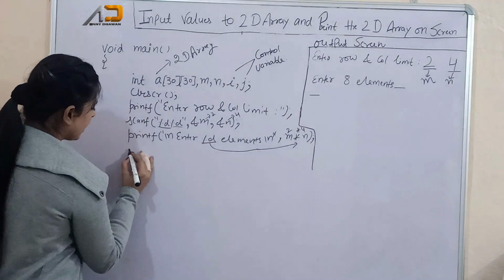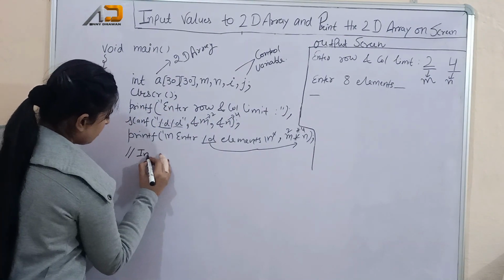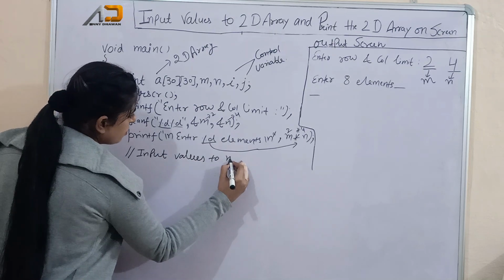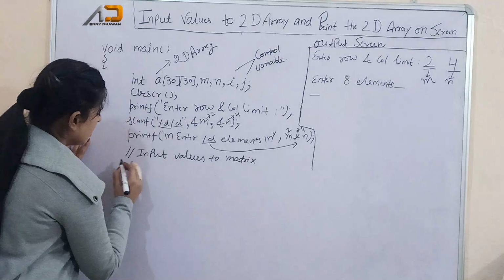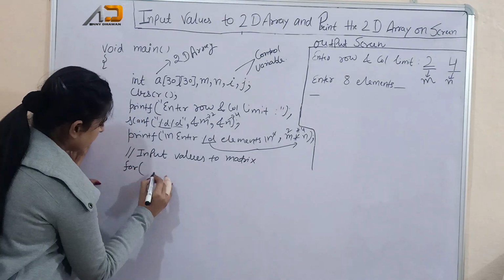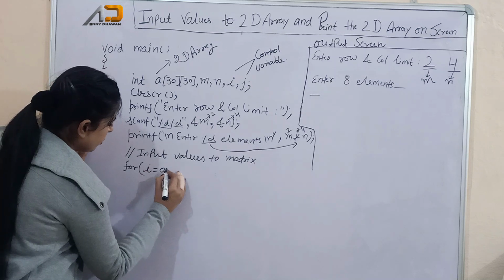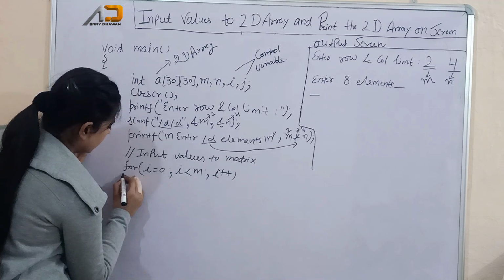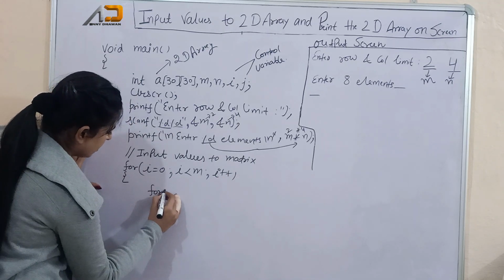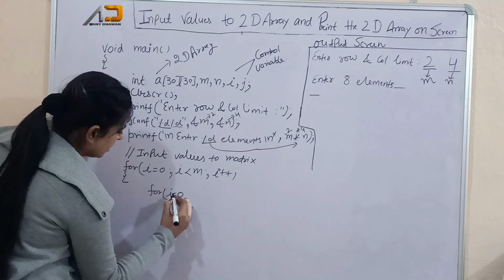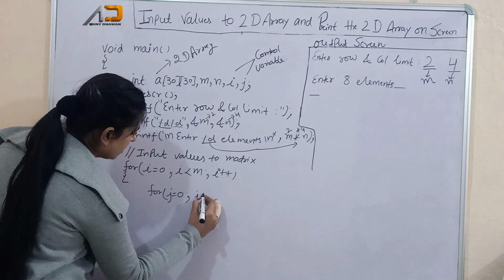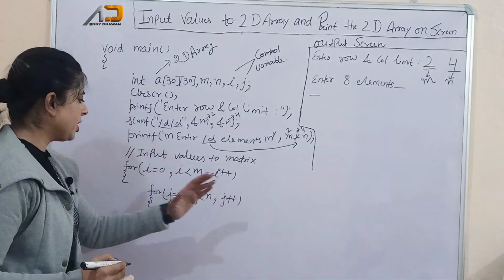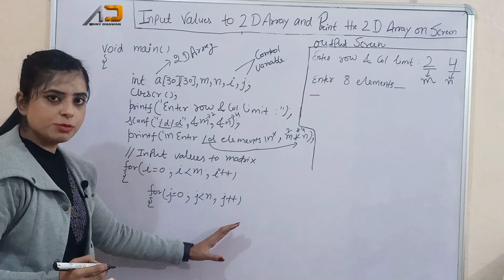Now I am going to write the code to input values to the matrix. So I am going to write here a for loop. Make it a habit to write the code by using tabs.